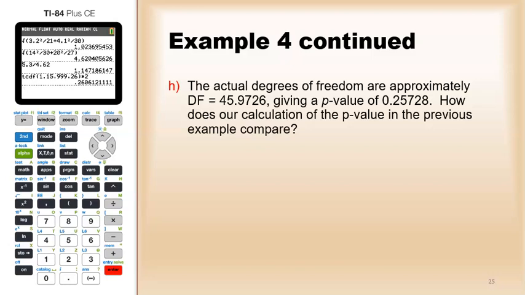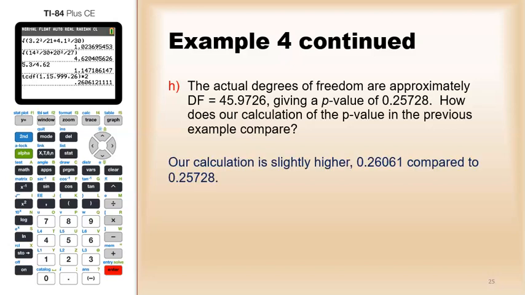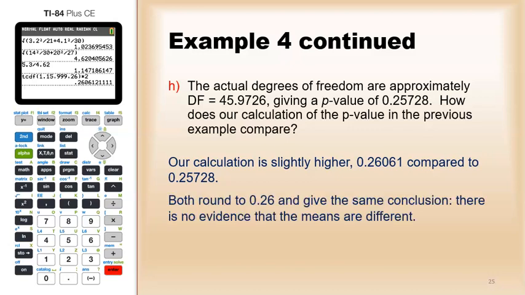So how does our calculation of the p-value in the previous example compare? Well, our calculation is slightly higher, but both round to 0.26 and give the same conclusion. There is no evidence that the means are different. So you can see that even though I went with the easier to compute degrees of freedom, it really has very little impact on the p-value.